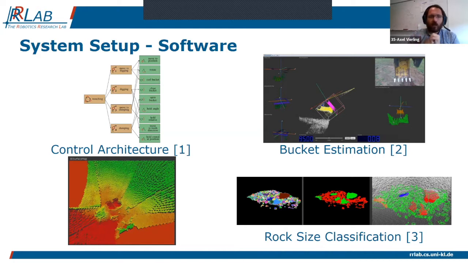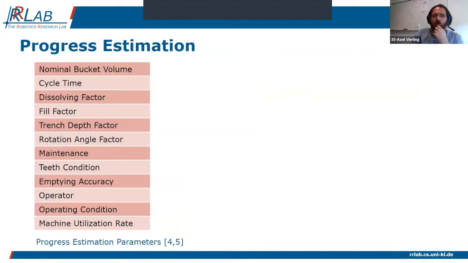Okay, so this paints the picture of what we already have in our software and what we want to use. Now the question is, how can we use this to estimate the progress for such an excavation pit? In civil engineering, there is also quite some work in this field. These are the progress estimation parameters which are needed in order to calculate this performance. We'll go through them shortly.